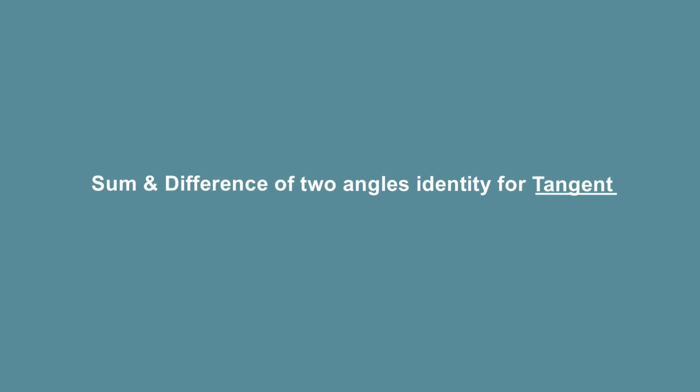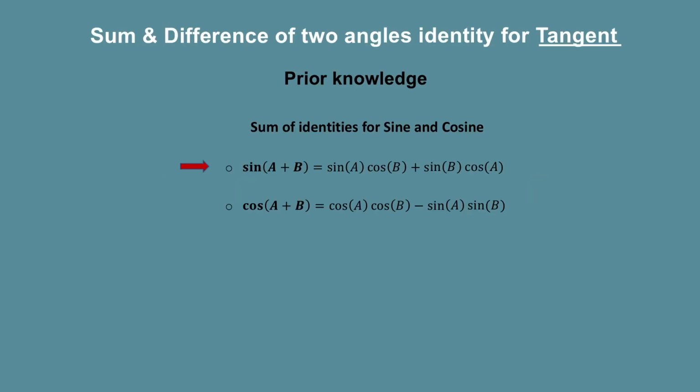Today we are about to take a deep dive into the world of tangent and uncover some fascinating identities for the sum and difference of two angles. But before we get started, I am assuming that you are familiar with the identities for the sine and cosine of A plus B. If you're not, don't worry, I've got you covered. I'll link to another video in the description box below that explains those identities.